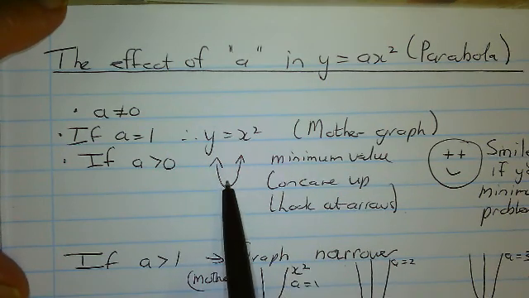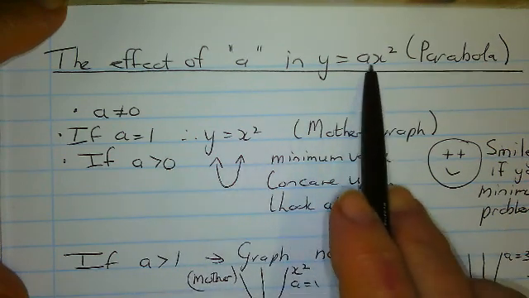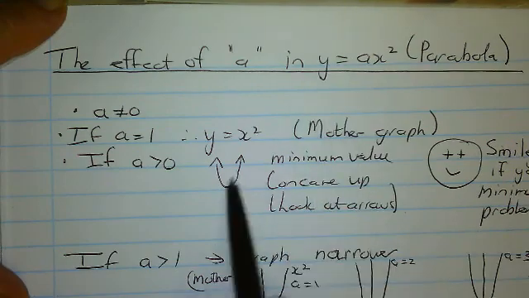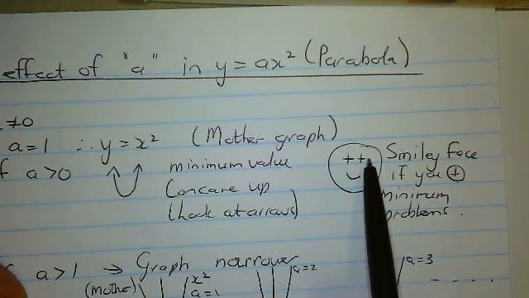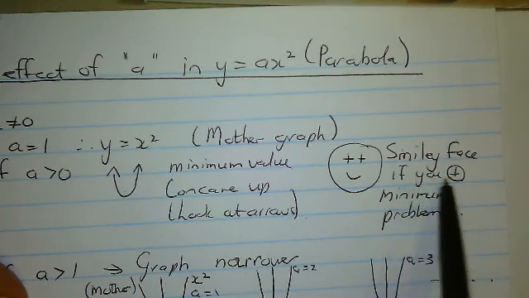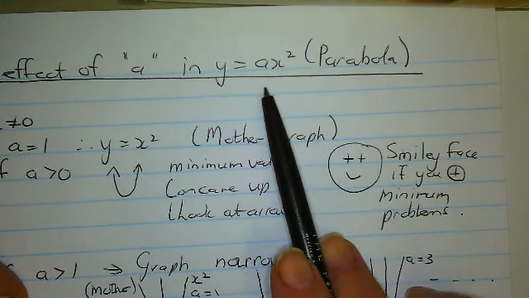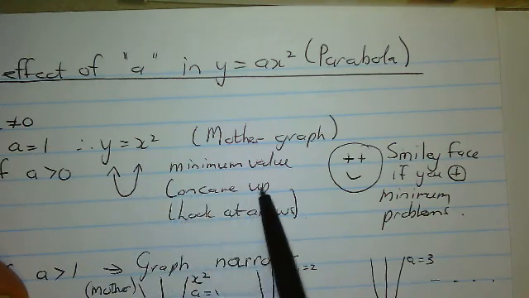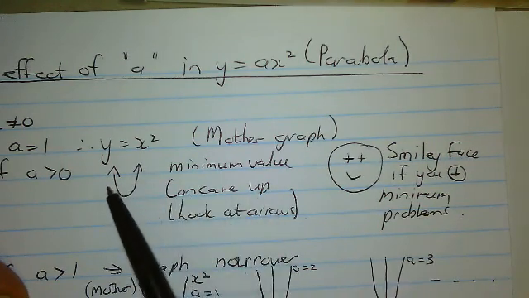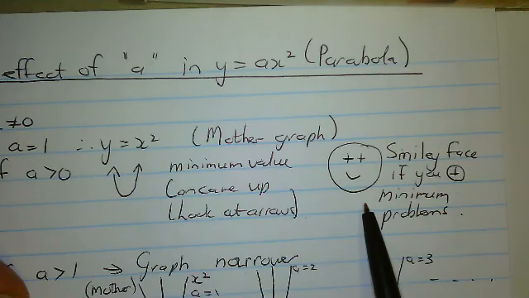And when will the shape be like that? If the a value is a positive number. So if the coefficient of your x squared is positive, the shape will look like that. Easy to remember there. If you're positive, you will be happy. So we get a smiley face if you're positive and you've got minimum problems. So that you must remember for a there. If a is greater than 0, we've got the minimum shape, or the concave up shape. That means the arrows are showing upwards, and we say we've got a minimum, that means the lowest value. So that's your smiley face.